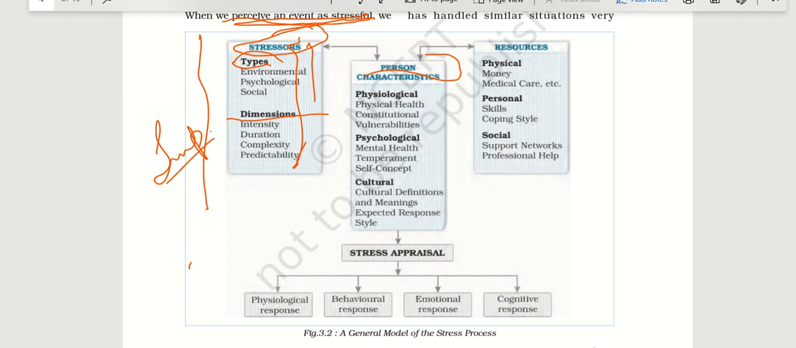So we have types of stress. There are three major types of stress: physical, environmental, and psychological, and it can be social also. Physical stresses are demands that change the state of our body. We feel strained when we overexert ourselves physically. Environmental stresses are aspects of our surroundings that are often unavoidable, such as air pollution and noise pollution.